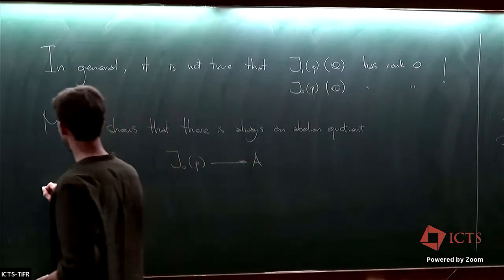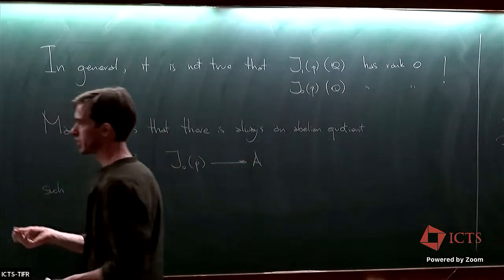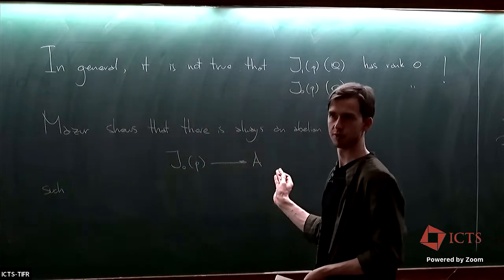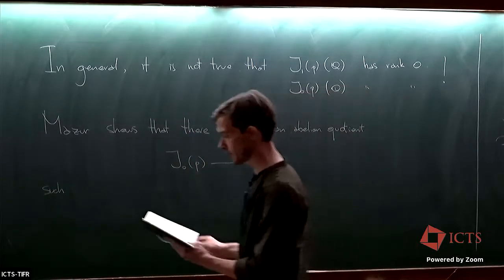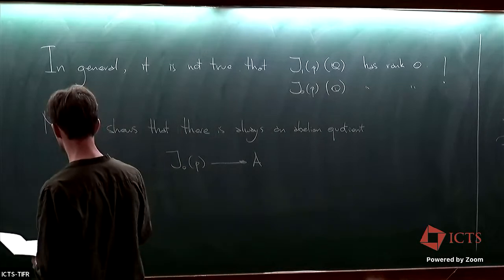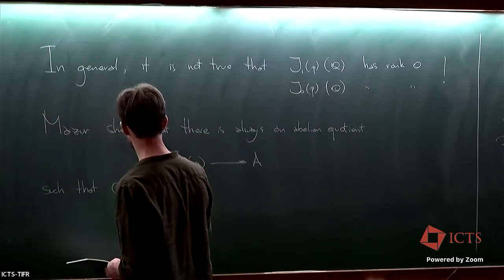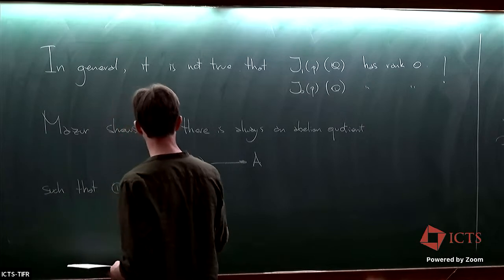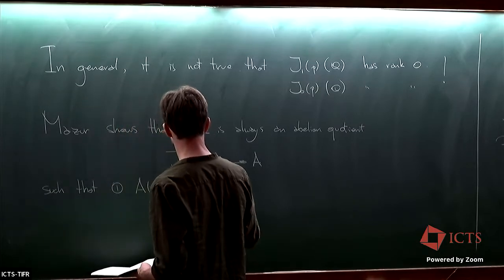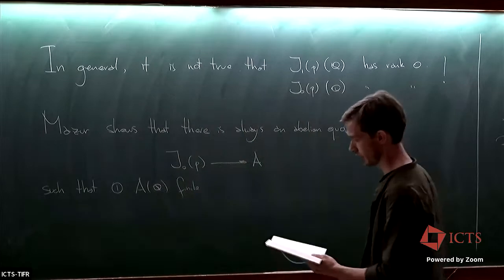So two properties need to be true. Well, for this kind of argument to run, it better have rank 0. Maybe the full Jacobian didn't have rank 0, but maybe there's a piece of it that still does. So that's certainly a property that we want on this list. So A(Q) needs to be finite.